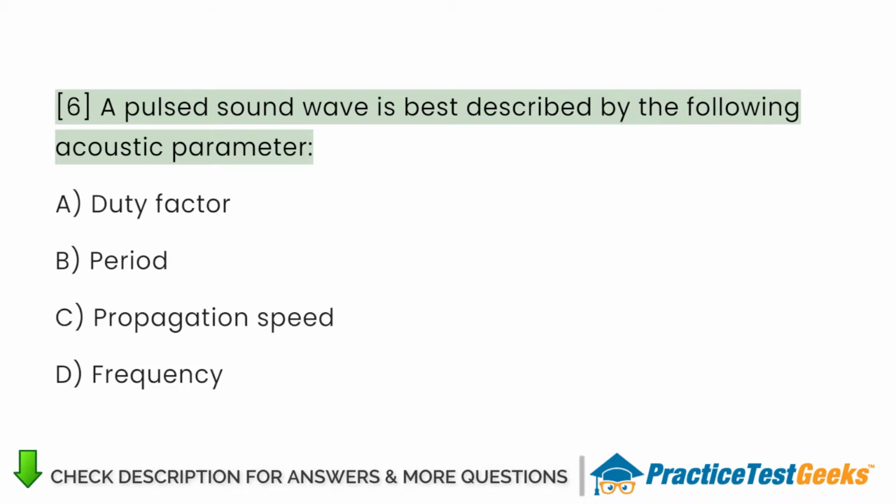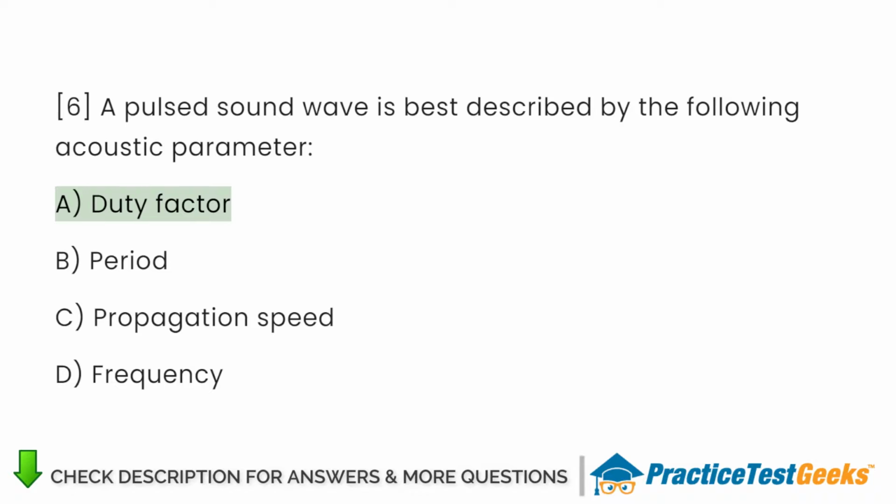A pulse sound wave is best described by the following acoustic parameter. A. Duty factor. B. Period. C. Propagation speed. D. Frequency.